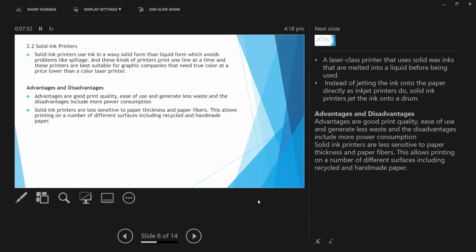Instead of jetting the ink onto the paper directly as inkjet printers do, solid ink printers jet the ink onto a drum. The advantages are good quality print, ease of use, and less wastage, and the disadvantages include power consumption. Solid ink printers are less sensitive to paper thickness and paper fibers. This allows printing on a number of different surfaces, including recycled and handmade paper.